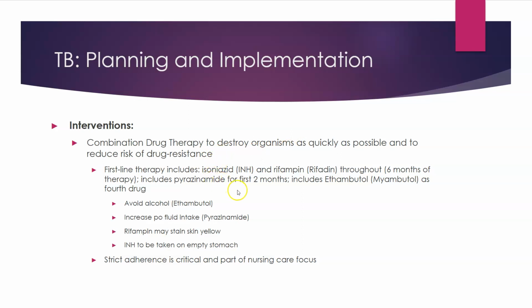First line therapy is often INH and rifampin, so you get a couple of months of therapy with that one. They might include some different medications, depending on the type of TB that they have. There are some good teaching points with this one: we do want to avoid alcohol, because the ethambutol will make them react with that, make them sick. We'll increase the PO fluid intake for the pyrazinamide, and then rifampin can stain things yellow.